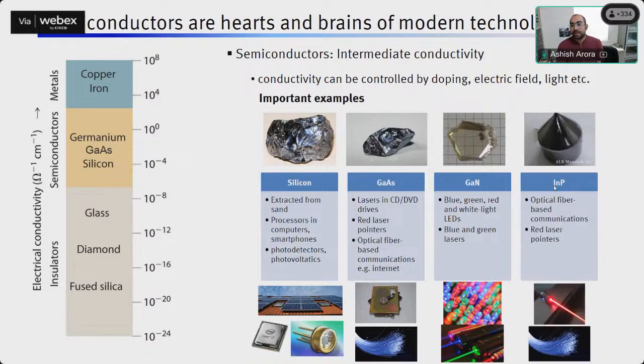Then indium phosphide, another semiconductor which is very, very important for optical fiber-based communications and for red laser pointers. Therefore, all these semiconductors, and I am giving you only a few examples, are the ones which are very important for the world in which we live.